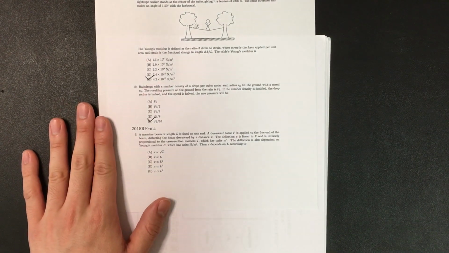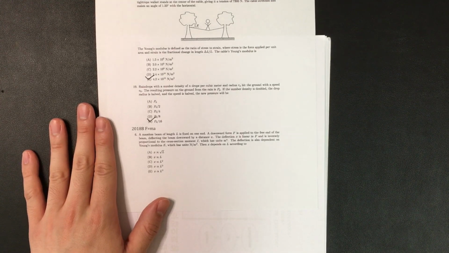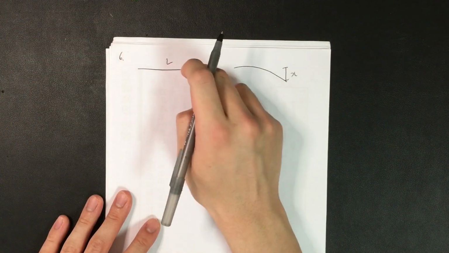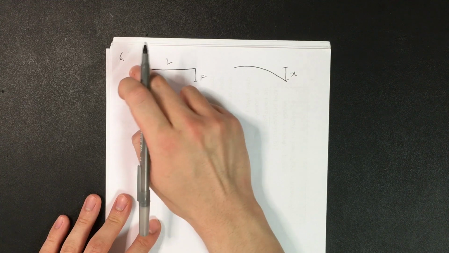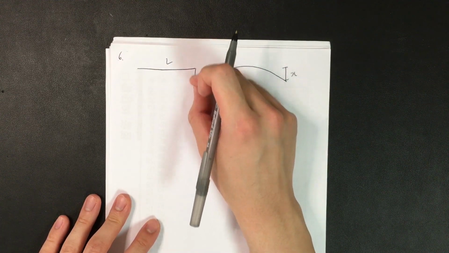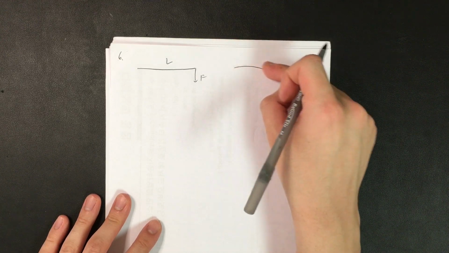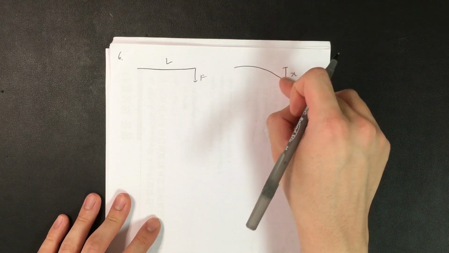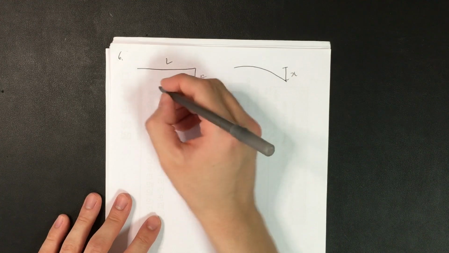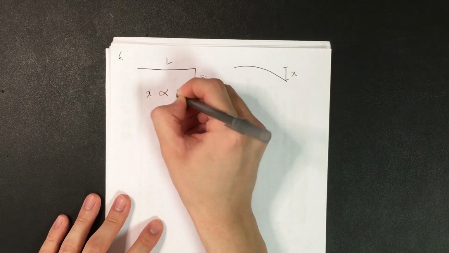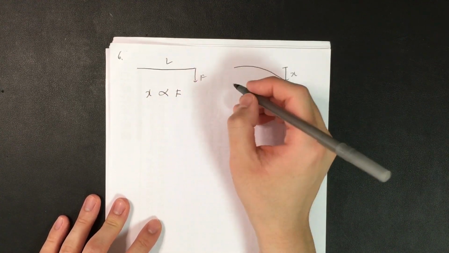The final question is from 2018 F equals MA, question 6. In this question, a rod of length L is fixed at one point, in which it is pulled by a force of magnitude F. And from this force, this rod is deflected such that the perpendicular displacement equals x. It is given that x is proportional to the force that is exerted.